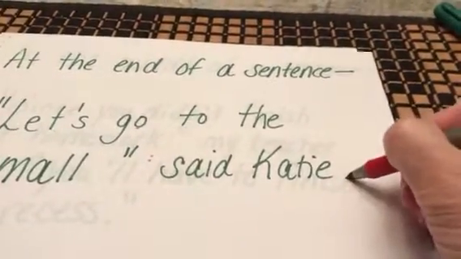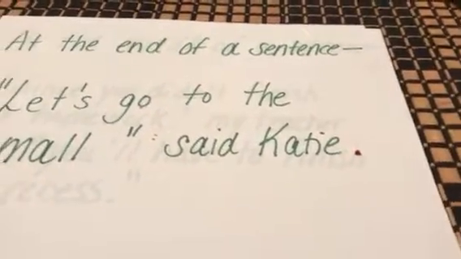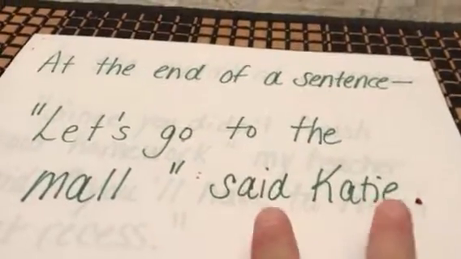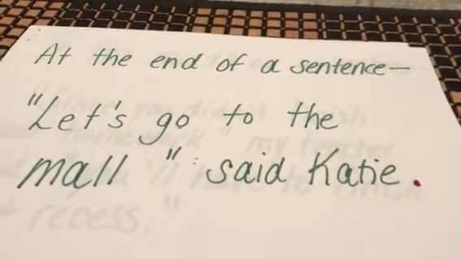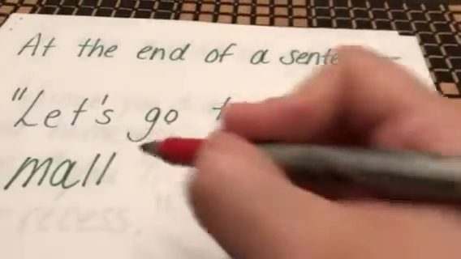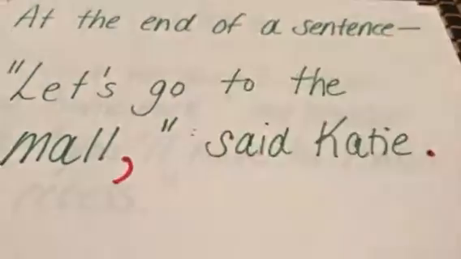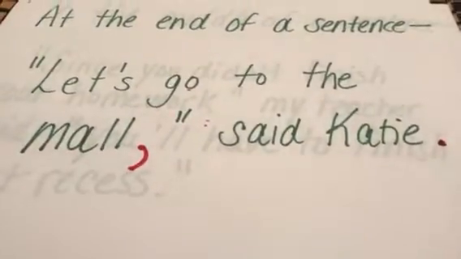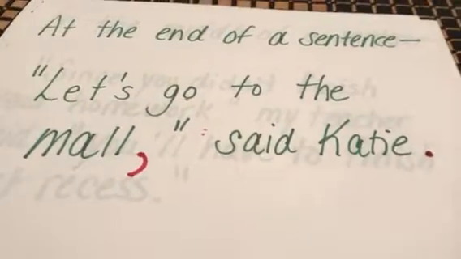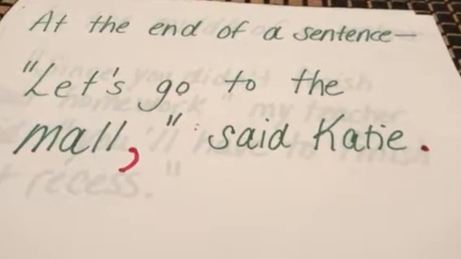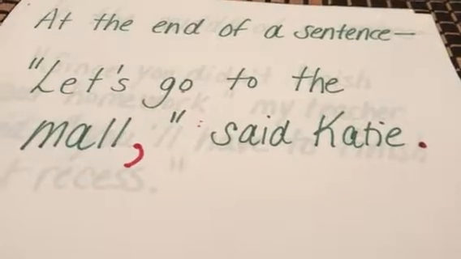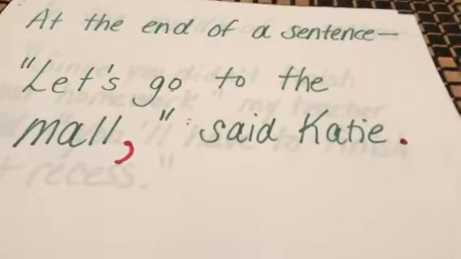So notice I have to have a period after Katie said. Now here's the trick. When the tagline, which is the Katie said, is located at the end of the sentence, we actually need to put a comma at the end of what the person is actually saying. We don't actually punctuate it. So stop the video and go ahead and put in your punctuation where it's necessary.